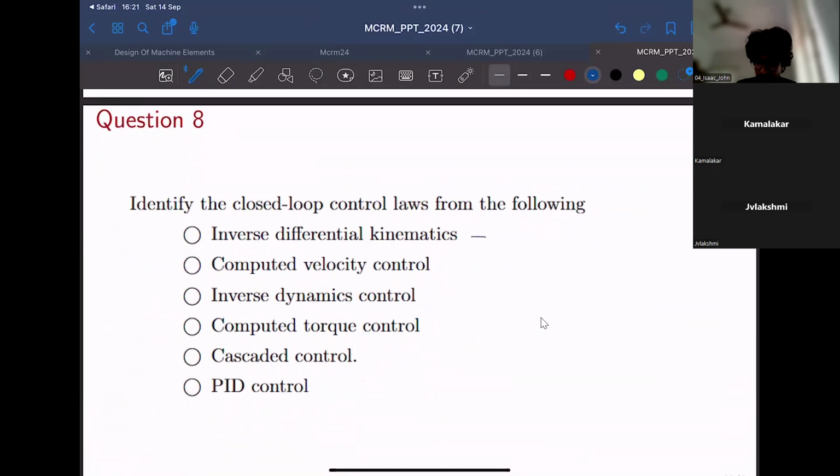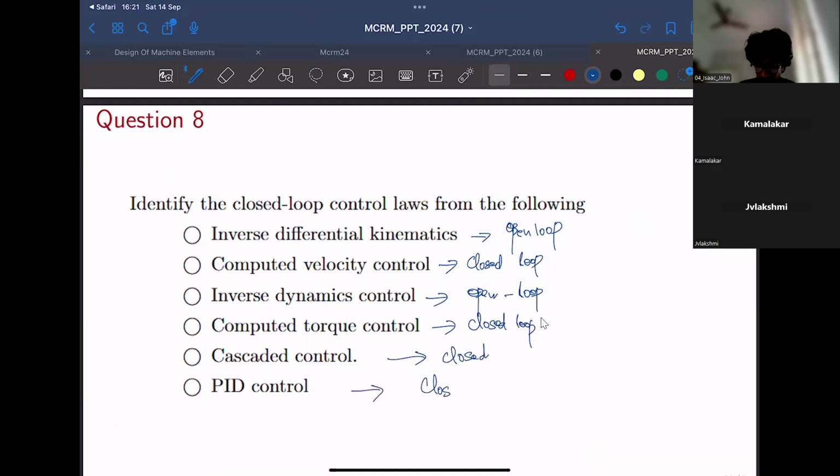So inverse dynamics is obviously open loop. Computed velocity is closed loop. Inverse dynamics is open loop. Computed torque control is closed loop. Cascade control is also closed loop. PID control is again closed loop. So how many closed loops do we have?